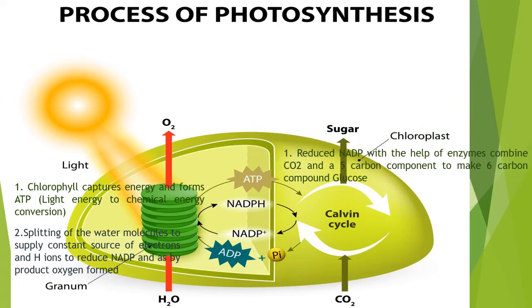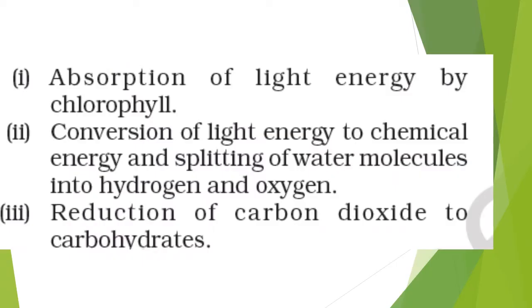Reduced NADP with the help of enzymes combine CO2 and a 5-carbon component to make a 6-carbon compound. Glucose is formed here. This side we name it light reaction in grana. This side, dark reaction in the stroma of the chloroplast. Now, as per your class 10 standard, these 3 lines you got to know.